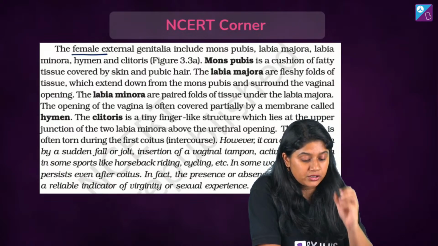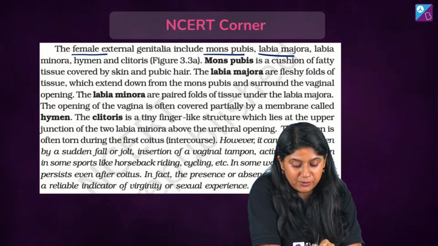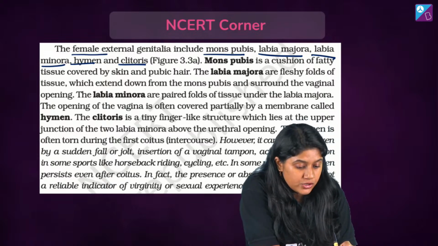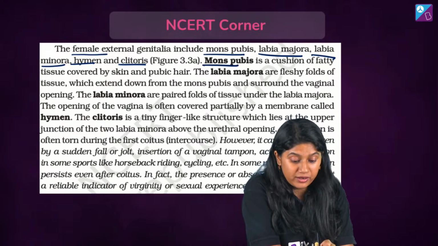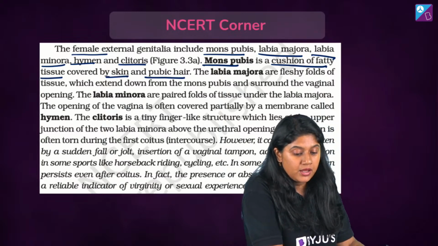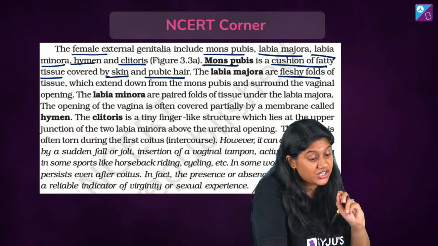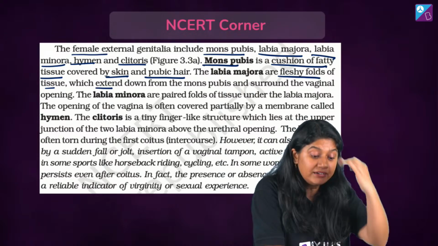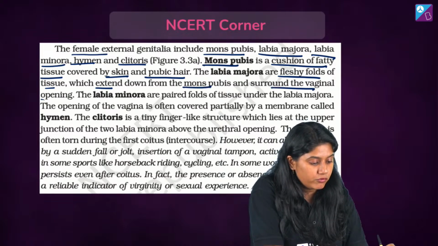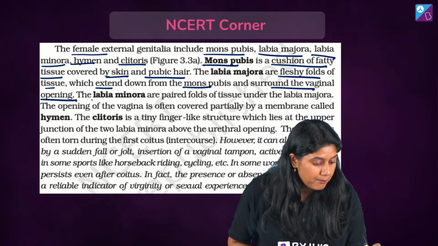So we know that it includes important parts. We have Mons Pubis, Labia Majora, Labia Minora, hymen and the clitoris. The Mons Pubis over here is a cushion of fatty tissue covered by the skin and the pubic hair. The Labia Majora are the fleshy folds. Remember this, everyone, these are fleshy folds of tissue which extend down from the Mons Pubis and surround the vaginal opening.